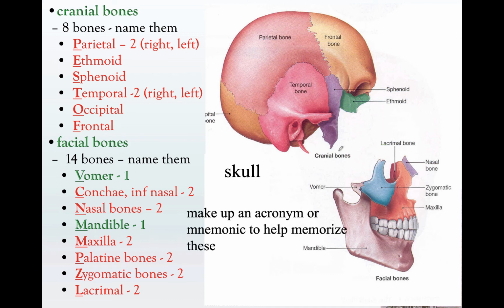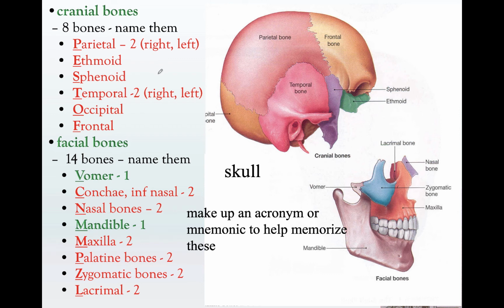And so I want you to make up an acronym or mnemonic to help you memorize cranial bones and facial bones. And so you might pause the video and see what you can come up with. All right, well, here's one that I'll give you, and you can use it or not use it. That's up to you. But when we look at the cranial bones, it's pest of 6. 6 different words, but we've got 2 parietal and 2 temporal. That's where we come up with 8.